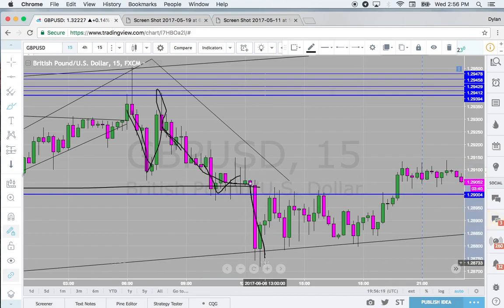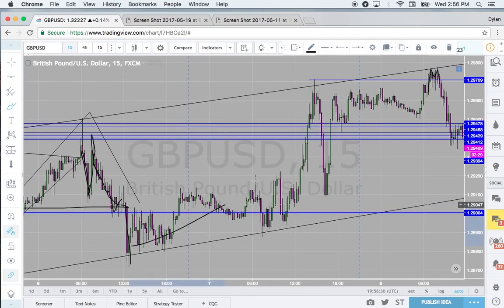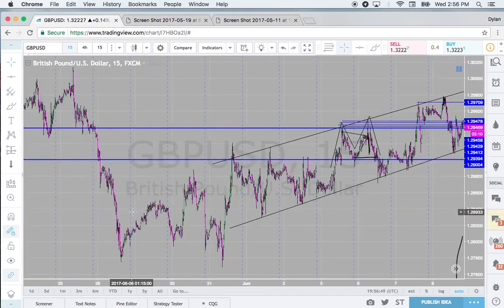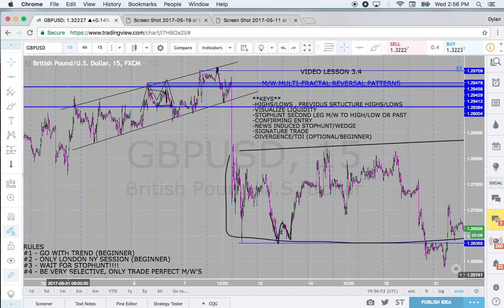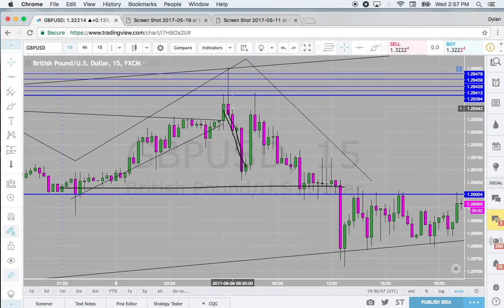Boom. This causes retail traders to panic and they stop themselves out. And then that's when the market finally goes in the direction that it was intended to go. So don't trust these volatile moves. Don't trust these stop hunts. When we went through the rules, one of the rules was wait for the stop hunt. This is the stop hunt.